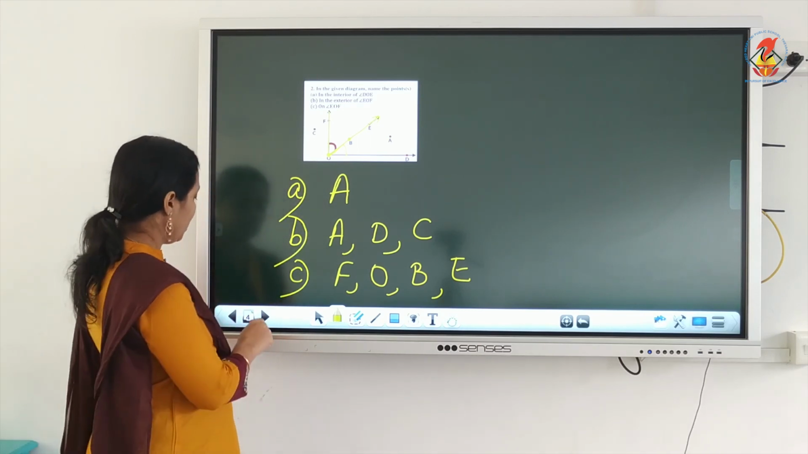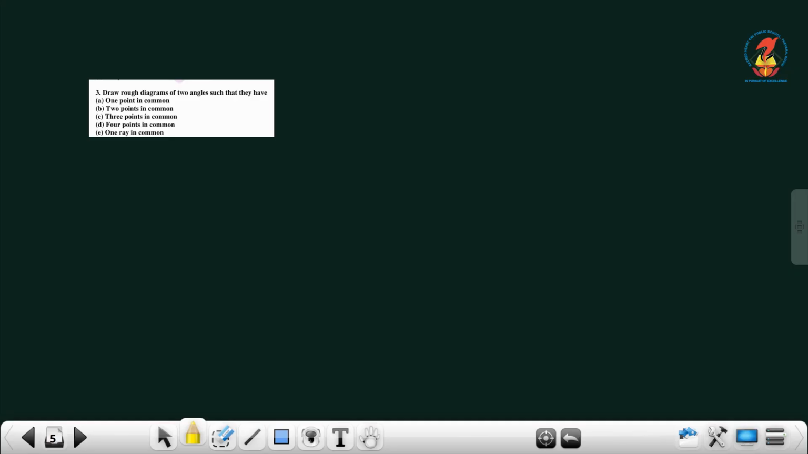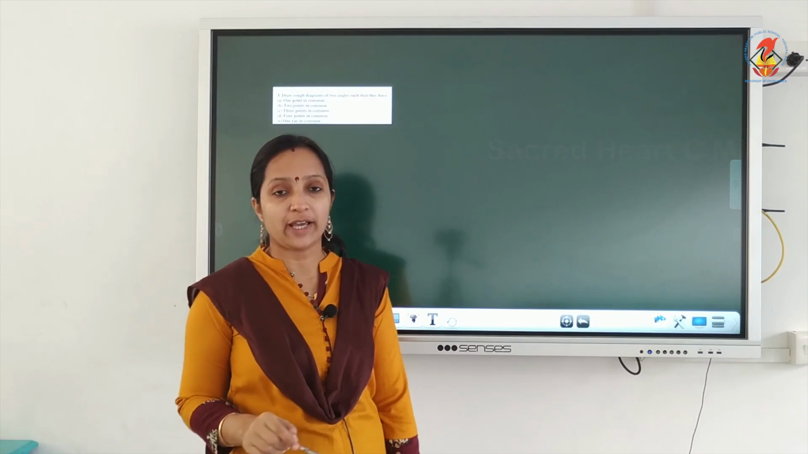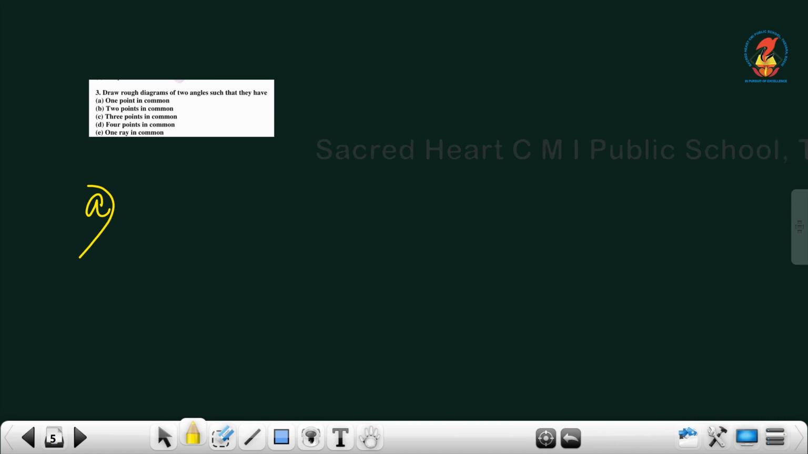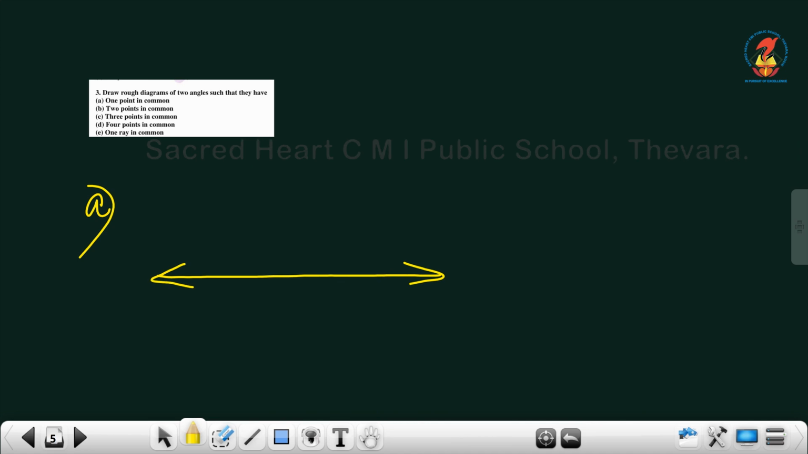Okay. So the next question. Draw rough diagrams of two angles such that they have one point in common. You have to draw two angles. You have to draw a rough diagram. Two angles should be there and one point should be common. So how will we draw the figure? You have to draw two angles.